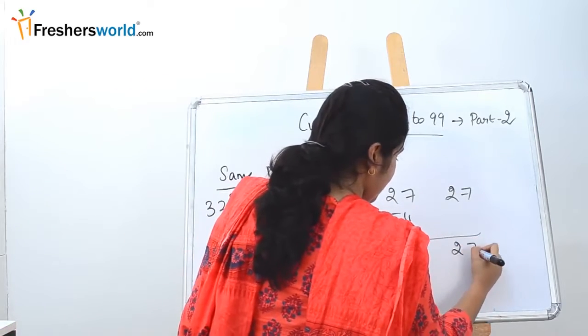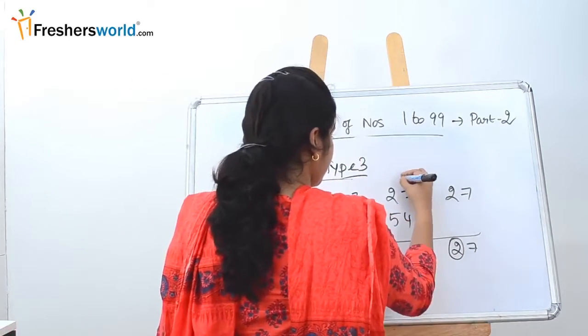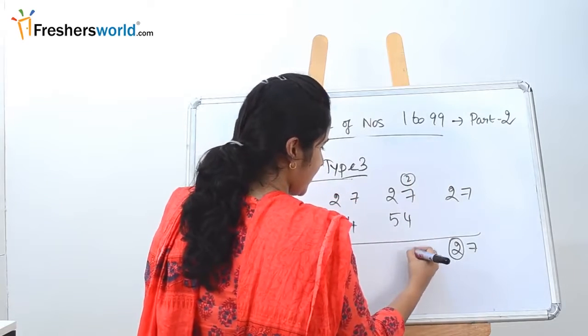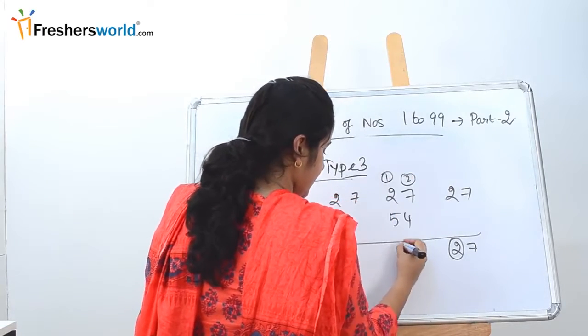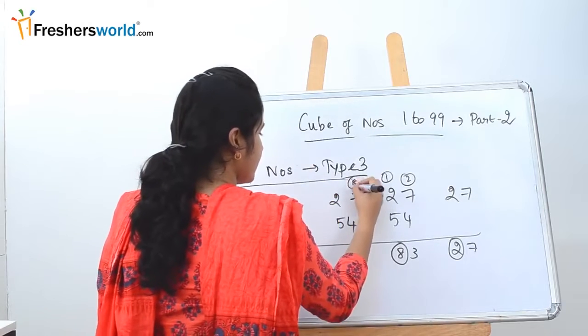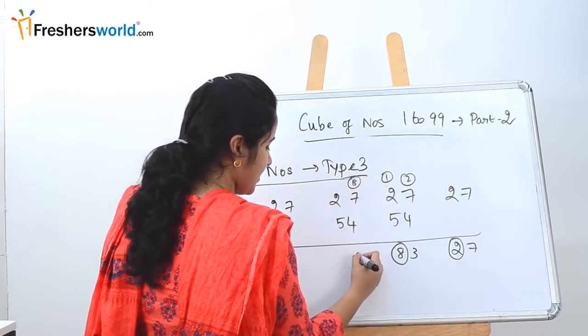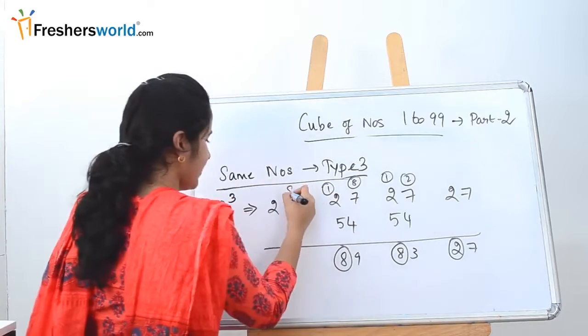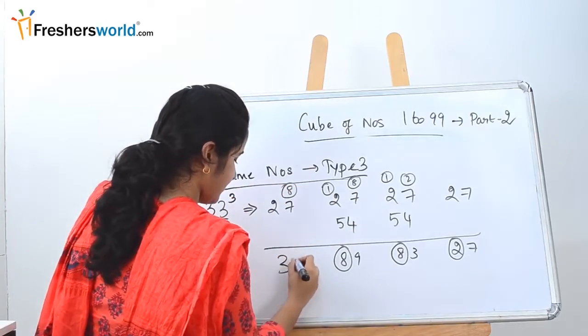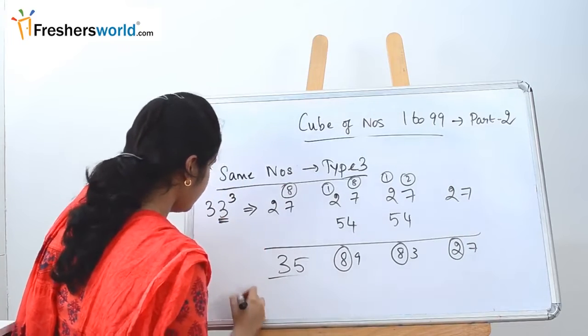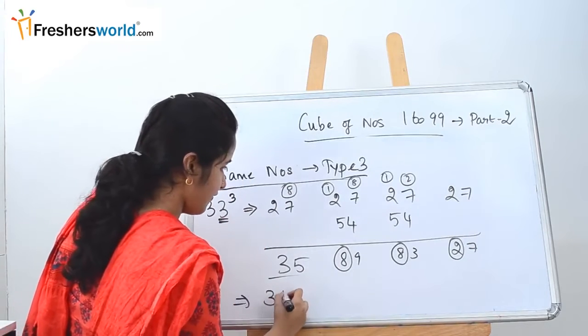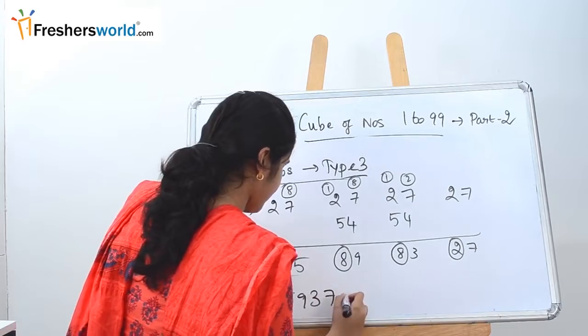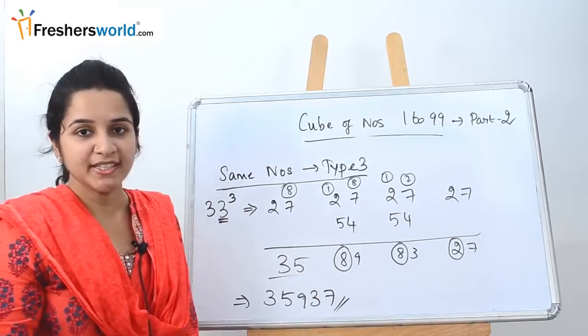So 27, in which 2 will be carried over. 7 plus 2 is 9, 13, 3 and 1. 8 will be carried over here. 8 plus 7 is 15, 19, 8 will be carried over here, 35. So 33 cube is nothing but 35937.